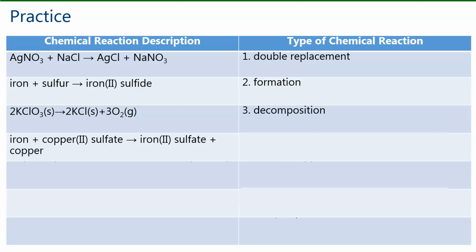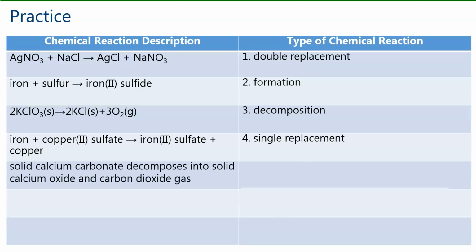Our next reaction is iron plus copper 2 sulfate becomes iron 2 sulfate plus copper. This is a single replacement reaction. Some of the key things that tell us that are we have an element plus a compound producing an element and a compound, and the iron and the copper have switched places.